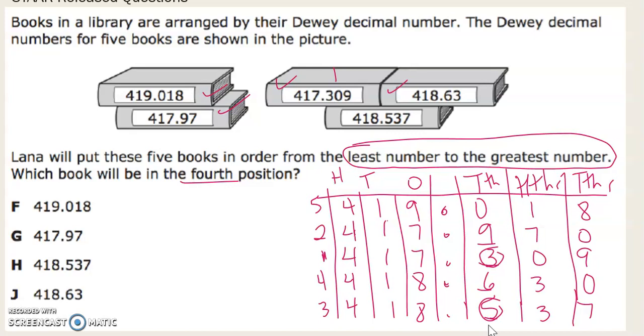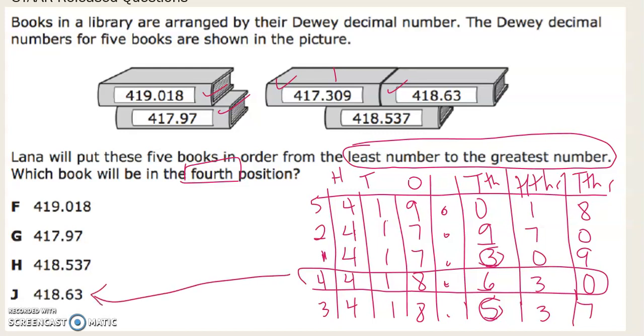So now I'm going to look for the fourth book, and I look here. This is my fourth book right here. So 418 and 630 thousandths is my answer. Now remember, equivalent decimals tells me that this number here is the same value as 418 and 63 hundredths.